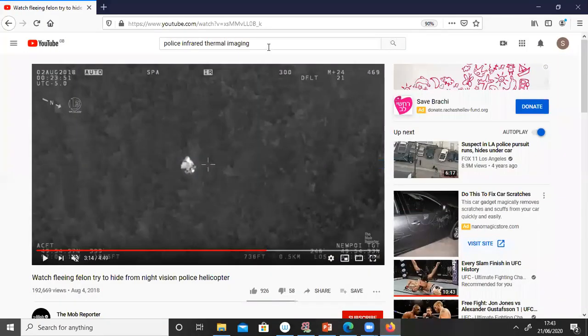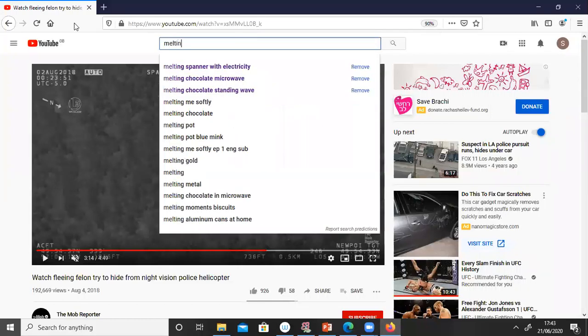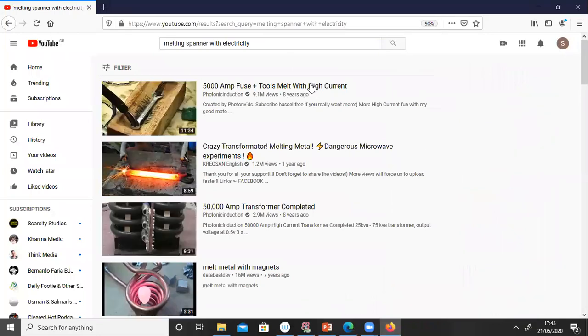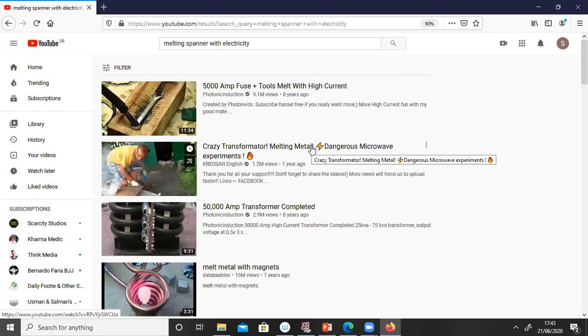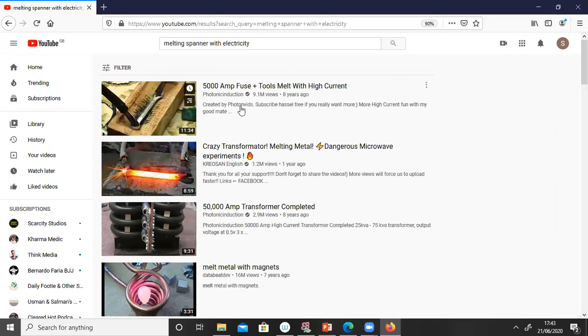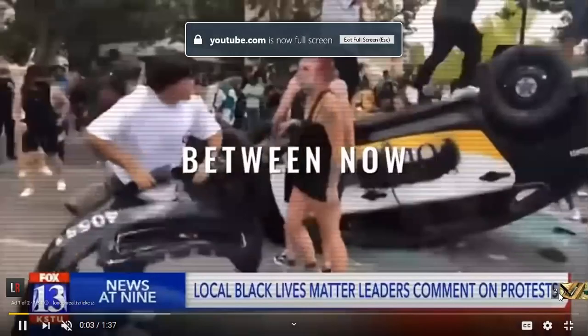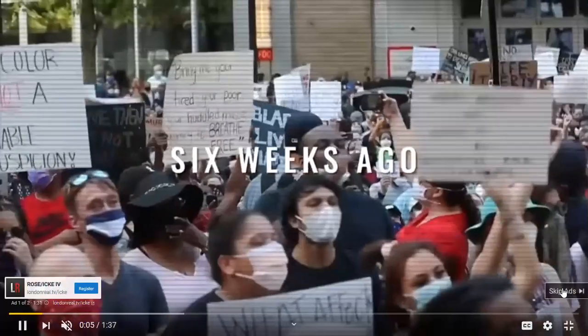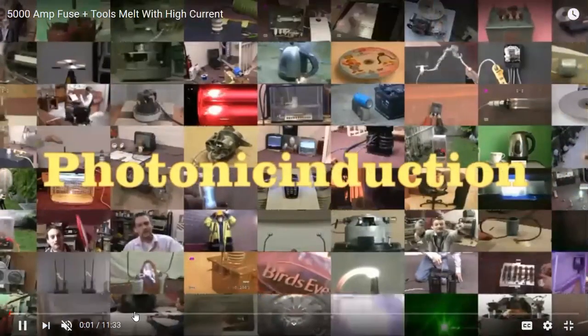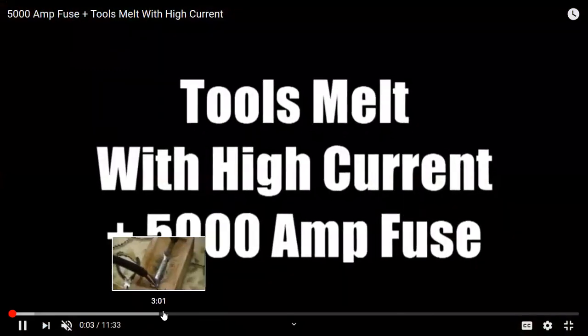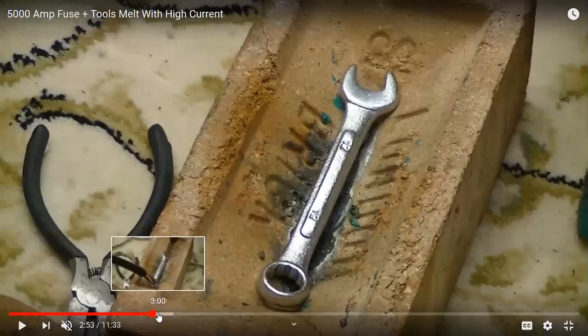Okay. So melting spanner with electricity. I like this video. It's quite interesting. So notice what happens to the color of this object as you put electricity through it. I'm going to skip a lot of it because a lot of it's just long and boring. Now watch this. Look at what happens as you increase the temperature of this spanner.